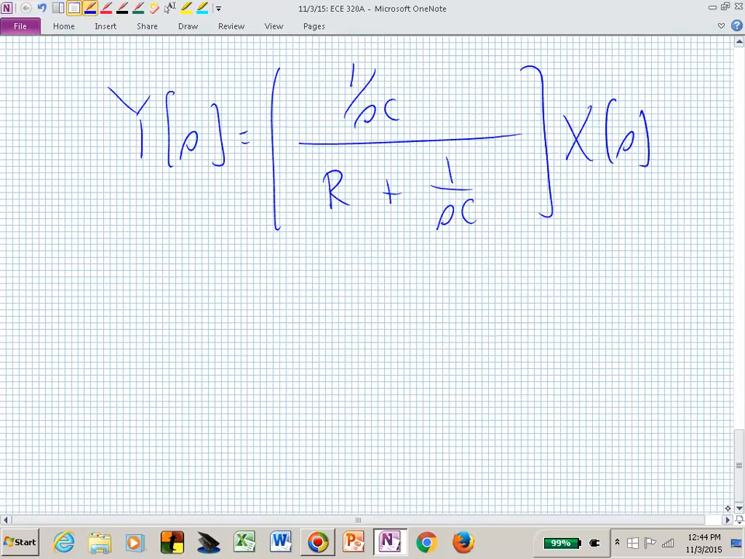That's a little bit ugly because it's a ratio of ratios, but for the numerator and denominator, we can actually find a common denominator between the two, which is just SC. If we put the numerator over SC, which it already is, and the denominator over SC, we just have to change R to SRC. And then those SC's cancel, leaving us with 1 over SRC plus 1 as our transfer function.